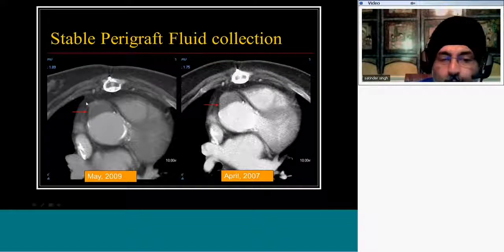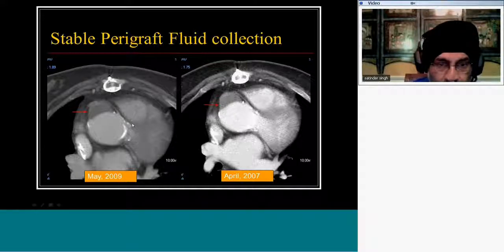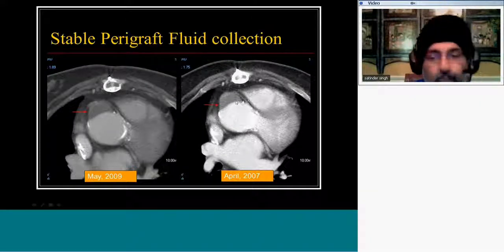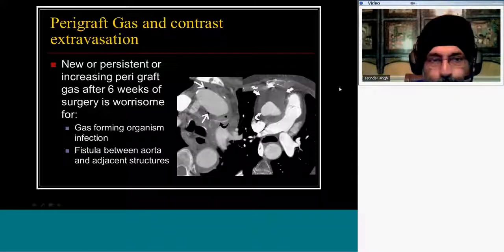Here is a patient where we found a soft tissue density around the graft. This is a native graft. You can see the felt pledgets here. Since we had the prior imaging, we pulled out the old study from 2 years ago, and this soft tissue density was present. There's no change, so this is a normal, stable perigraft fluid collection, which usually does not require any kind of intervention.